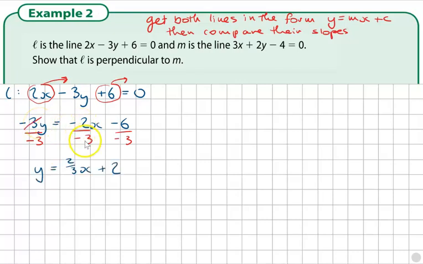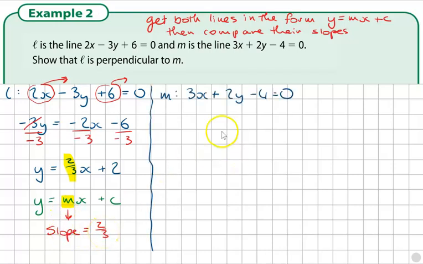And then minus 2 divided by minus 3 is positive 2 over 3. A minus divided by minus is a plus. And minus 6 divided by minus 3 is positive 2. A minus divided by minus is a plus. So now our line is in the form of y equals mx plus c, and we can just read off the slope. The slope is the number stuck onto the x, and the number stuck onto the x is 2 over 3. So the slope is 2 over 3.